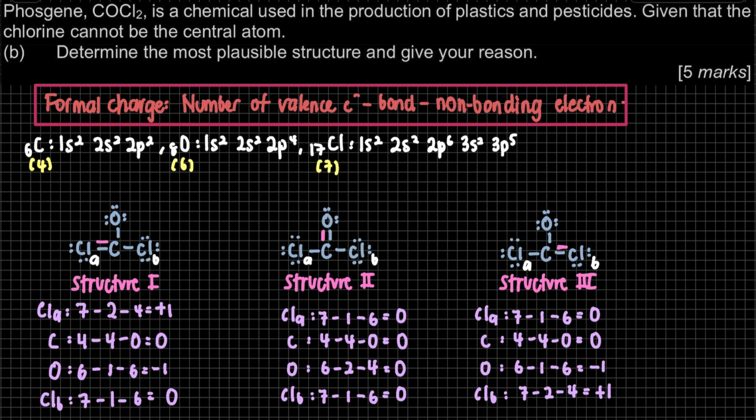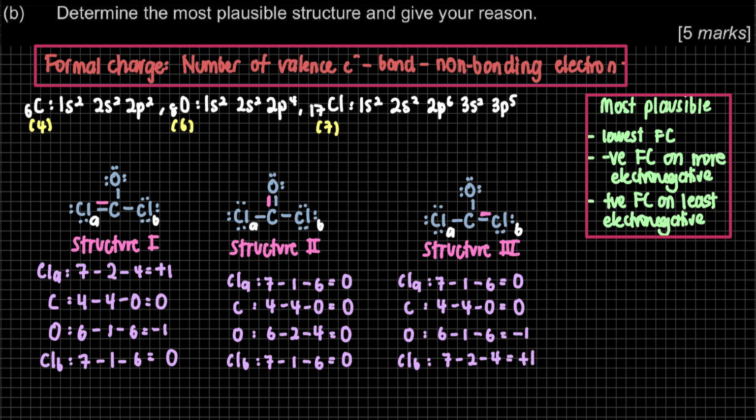Okay, so once we have calculated, we have to determine the most plausible Lewis structure. How do we determine the most plausible Lewis structure? There are 3 reasons. Once you determine it, you have to write it in sentences. So what are the 3 reasons? For the most plausible structure, the first one is the lowest formal charge.